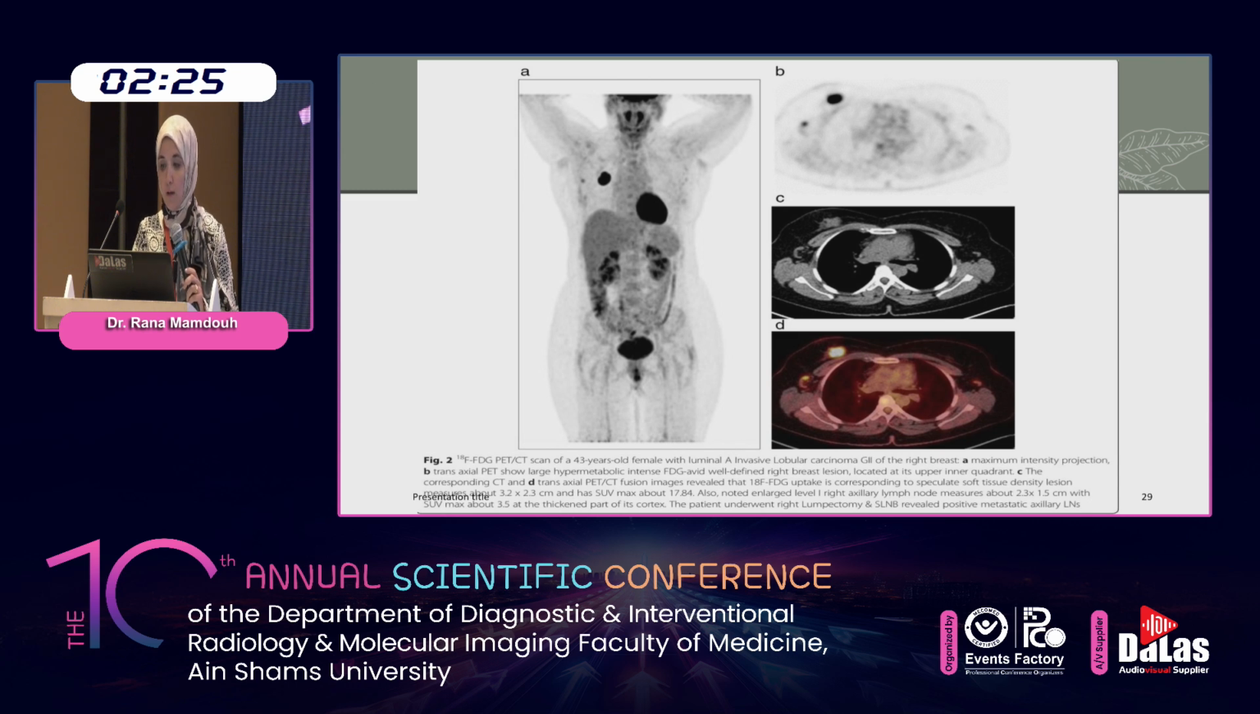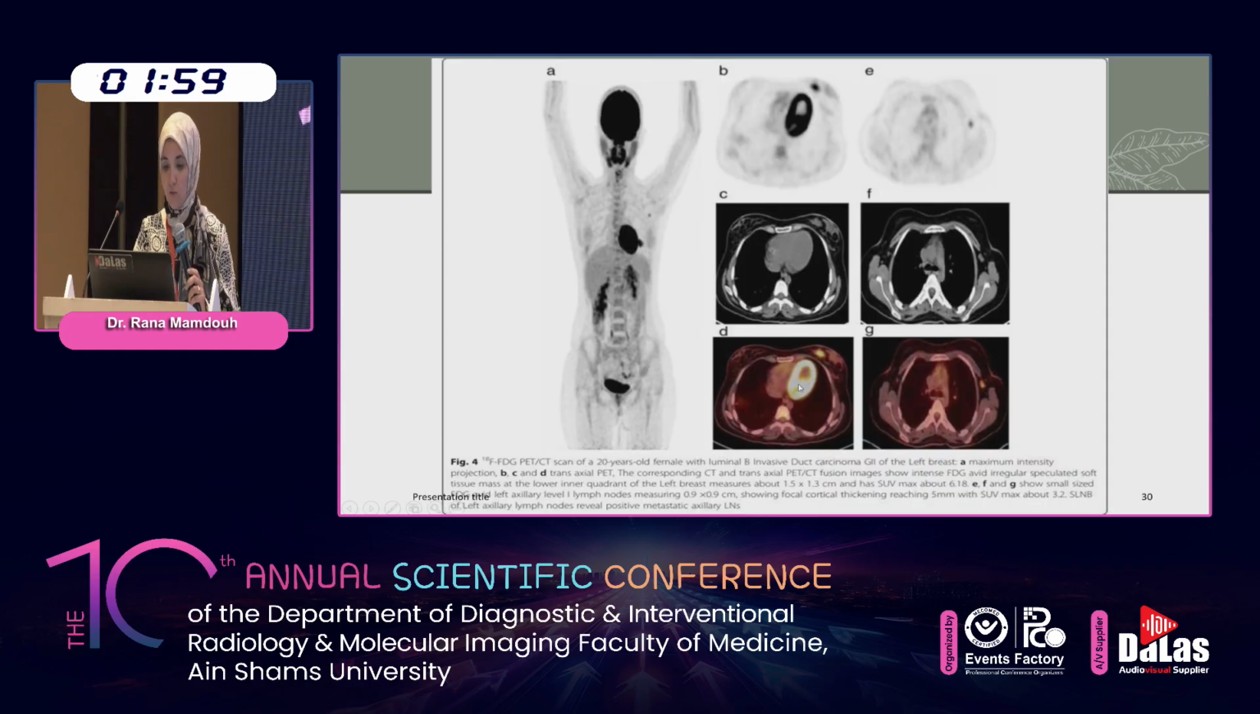We show in the anterior-posterior maximum intensity projection a well spiculated mass lesion corresponding to spiculated soft tissue density with SUV max about 17, and we show axillary nodes.